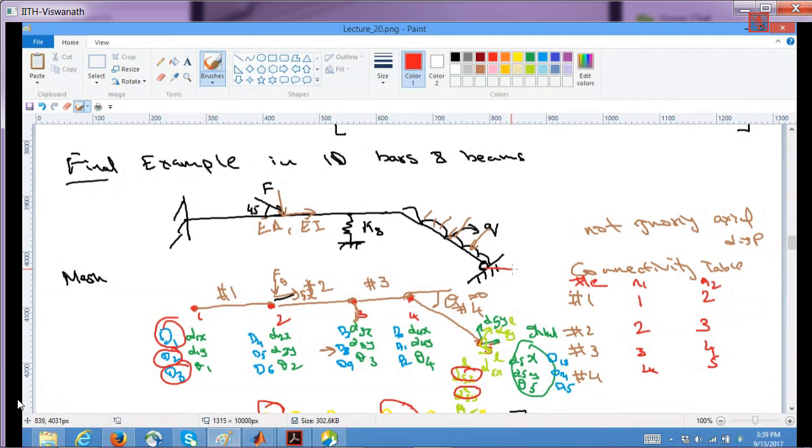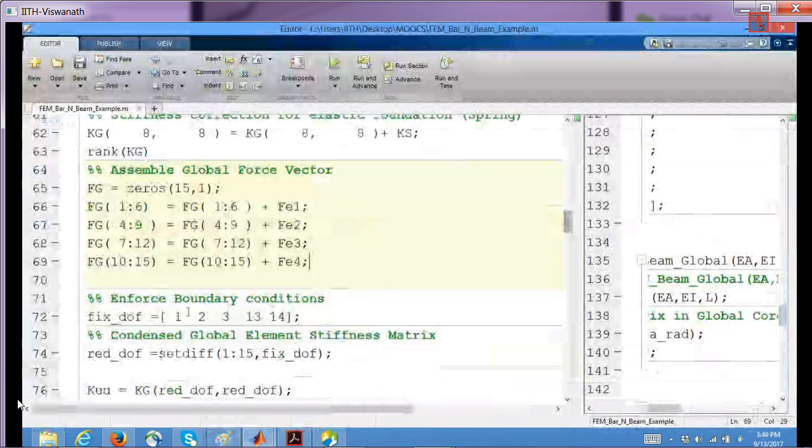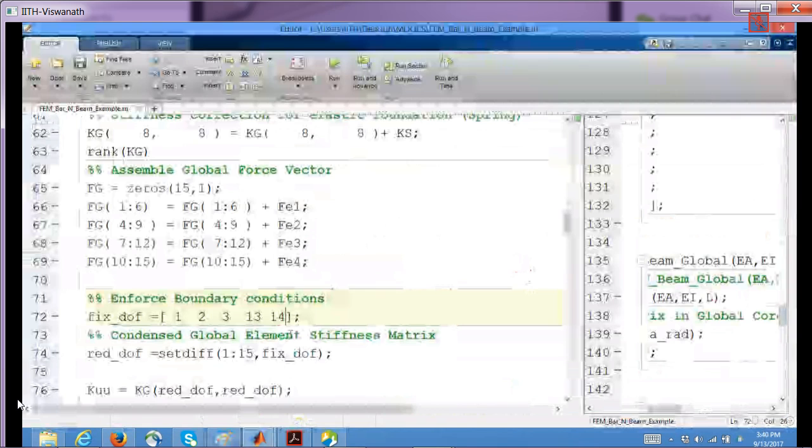We have a relation between local to global transformation. That means somehow these are also constrained in some manner, not the theta. So there are 5 things that are constrained. Those are 1, 2, 3, 13, and 14. Since these two are constrained, one can show that when I apply the rotation matrix, D13, D14 will also come to 0 in the global. So the fixed degrees of freedom are 1, 2, 3, 13 and 14.